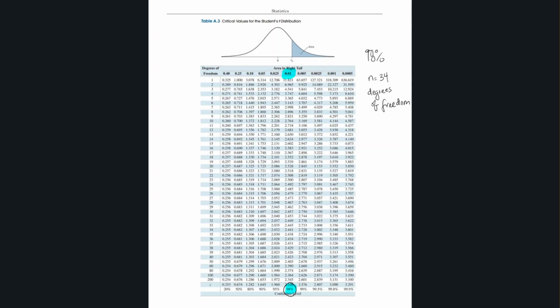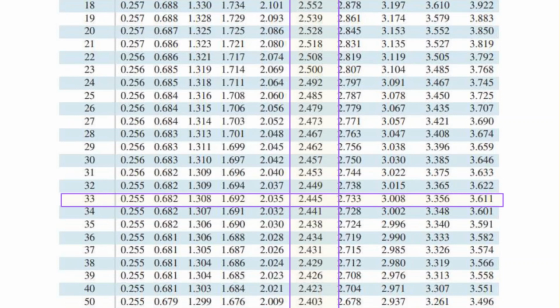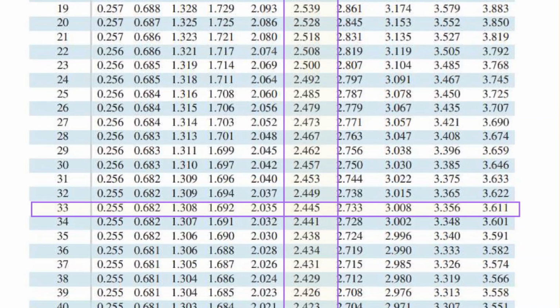So I would first look at the column that corresponds to a confidence level of 98%, which corresponds to 0.01 area to the right in the tail. Of all these values, first I need to write down the degrees of freedom, which would be 33, because it's one less. Of all these values that you see boxed here, I would select the one that corresponds to 33. Seeing where this row and column intersect, we would get the critical value of 2.445.